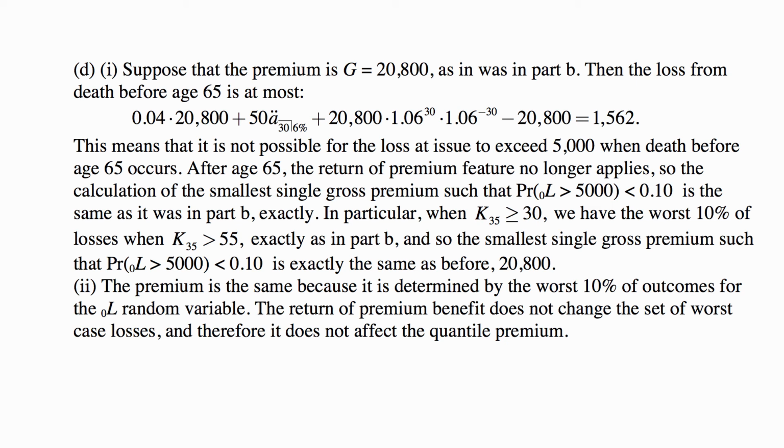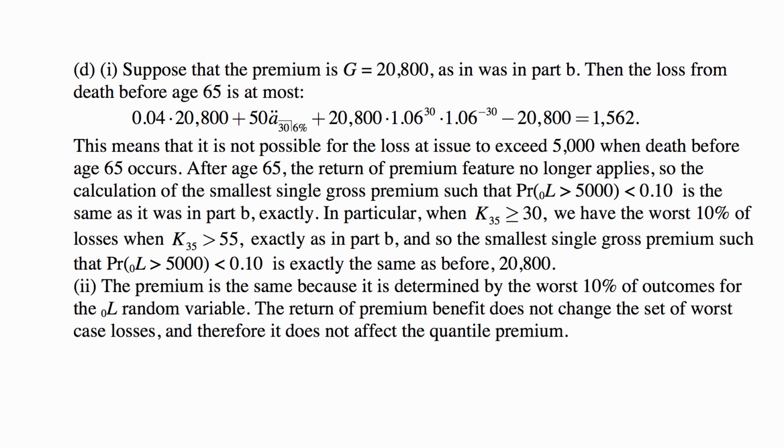Suppose that the premium is G equal to 20,800 as it was in Part B. Then the loss from death before age 65 is at most 0.04. This is the expenses minus the premium. It's 1562. This means that it is not possible for the loss at issue to exceed 5,000 when death before age 65 occurs. After age 65, the return of premium feature no longer applies, so the calculation of the smallest single gross premium such that the probability that loss is greater than 5,000 is less than 0.10 is the same as it was in Part B exactly.